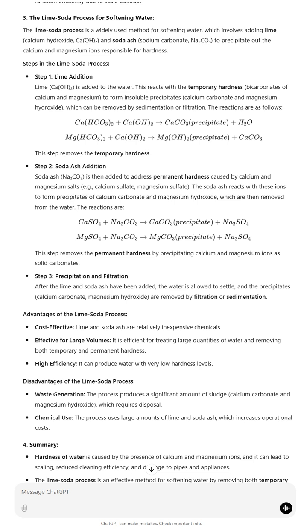Step 2, soda ash addition. Soda ash, Na2CO3, is then added to address permanent hardness caused by calcium and magnesium salts, e.g. calcium sulfate, magnesium sulfate. The soda ash reacts with these ions to form precipitates of calcium carbonate and magnesium carbonate, which are then removed from the water. The reactions are CaSO4 plus Na2CO3, right arrow CaCO3 precipitate plus Na2SO4, MgSO4 plus Na2CO3, right arrow MgCO3 precipitate plus Na2SO4. This step removes the permanent hardness by precipitating calcium and magnesium ions as solid carbonates.